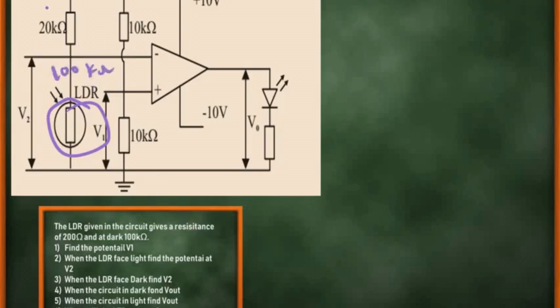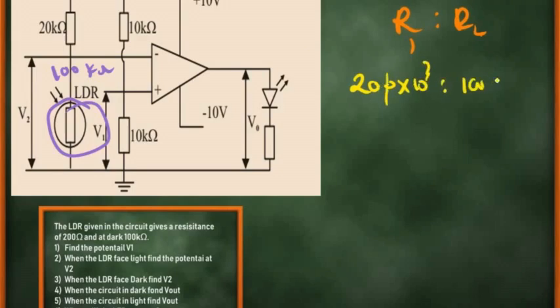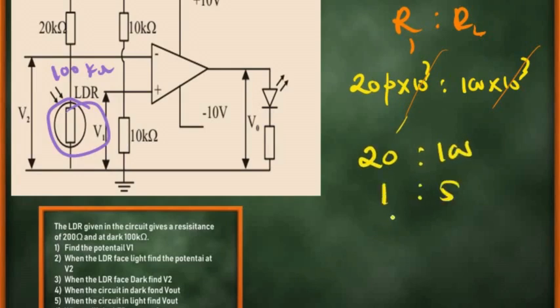ohms. So I'm going to apply the very same resistor ratio method, R1 is to R2. So resistance here it's 20 into 10 to the power 3 is to 100 into 10 to the power 3. So 10 to the power 3, 10 to the power 3 cancel off, you can see that, right? So my ratio now it's 20 is to 100, 1 is to 5.